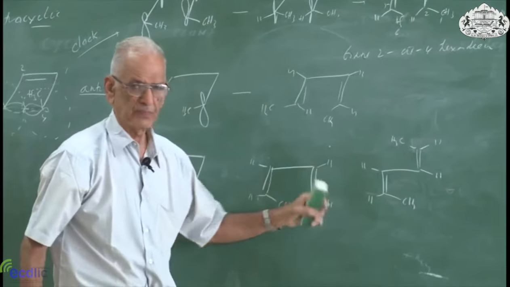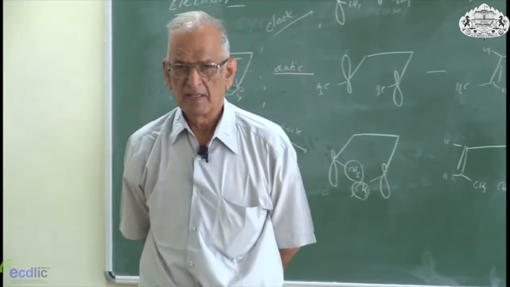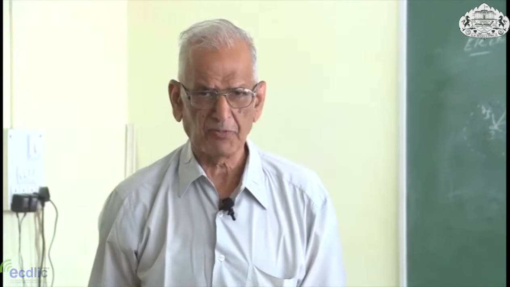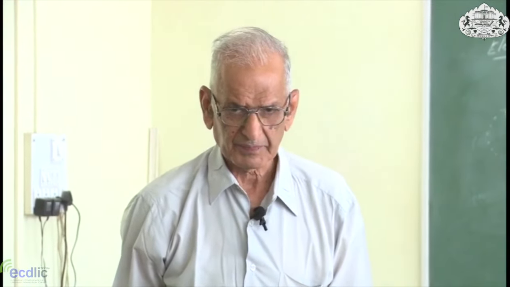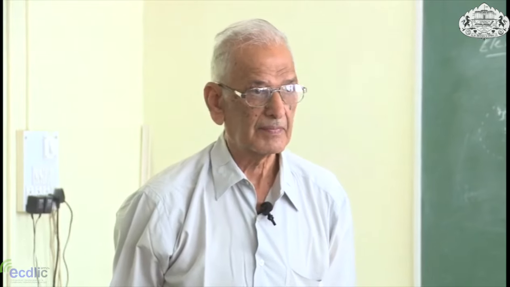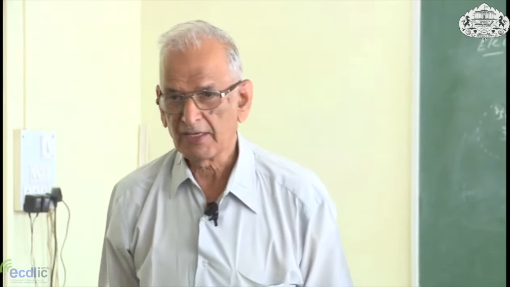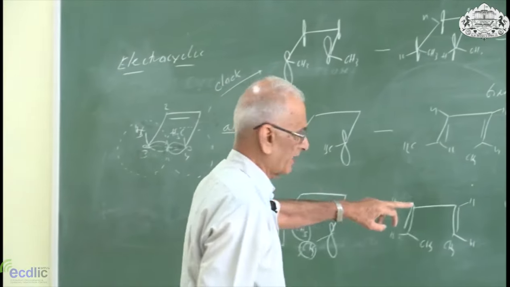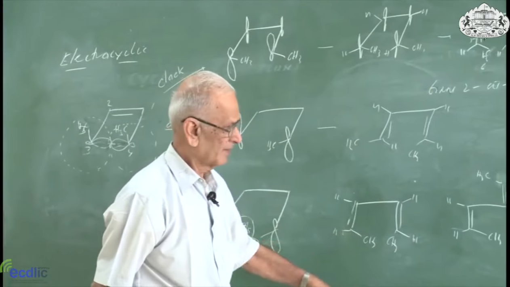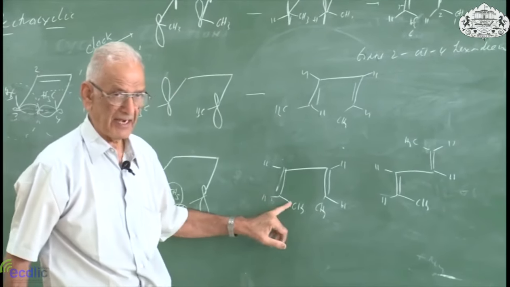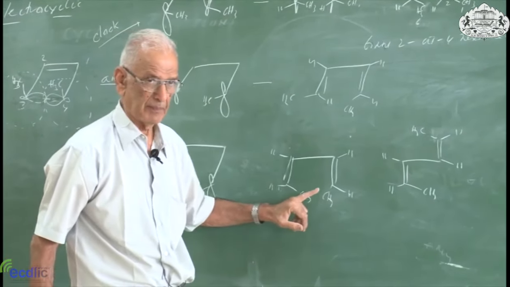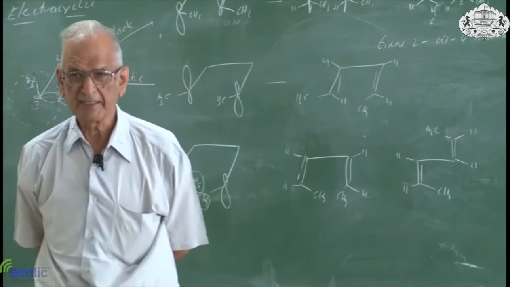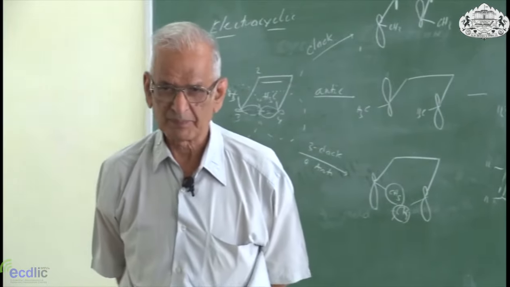What are these two? Are they configurational isomers? Are they conformational isomers? Are they totally different? They are conformational isomers. What have I done? I have simply rotated around this bond. So, in the transition state, there is a lot of problem. After the transition state, there is no problem.